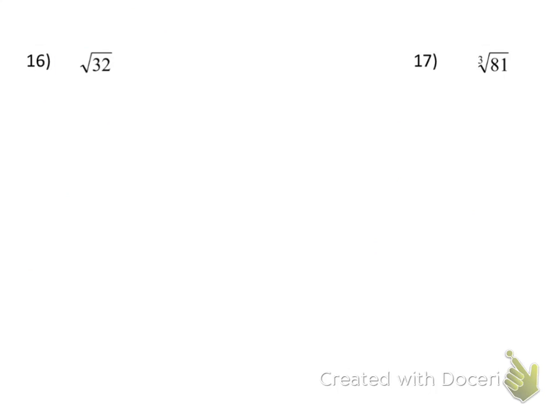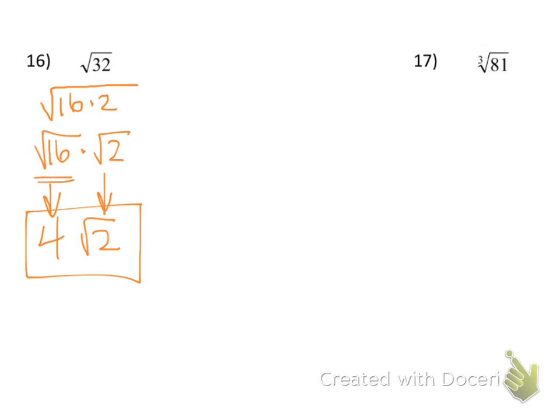Similarly with 32, so keep in mind that that is the square root of 32. I'm going to look at my perfect squares. If there's no index written, it's understood that it's 2. 32 is not a perfect square, but the largest perfect square on the list that divides evenly into it is 16. So when I break this apart, the square root of 16 is 4, so it comes out of the radical, and I still have the square root of 2.